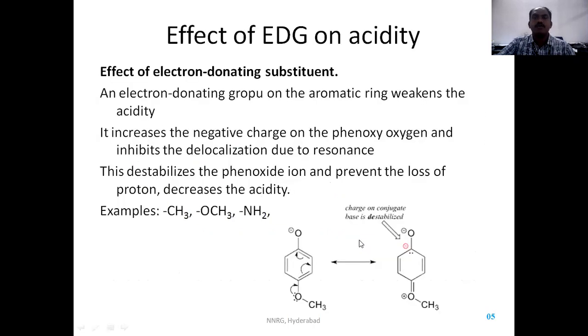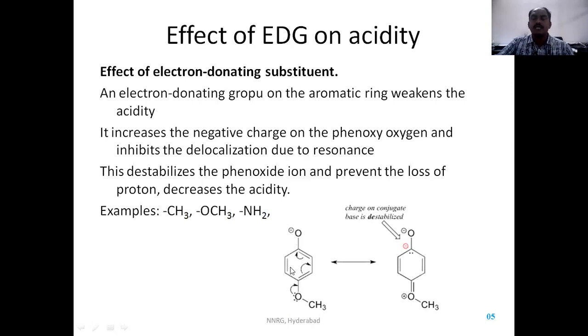Coming to the electron donating group, what is the effect of an electron donating group on acidity? The name indicates that an electron donating group will donate electron cloud to the aromatic nucleus. We'll take the example of an electron donating group. It will donate the electron cloud to the aromatic nucleus, so the electron cloud on the aromatic nucleus increases.